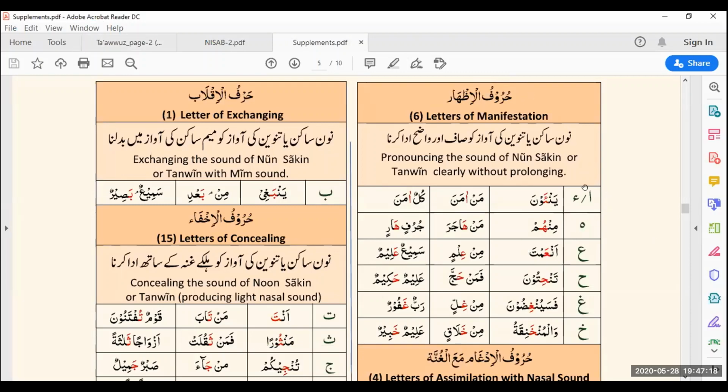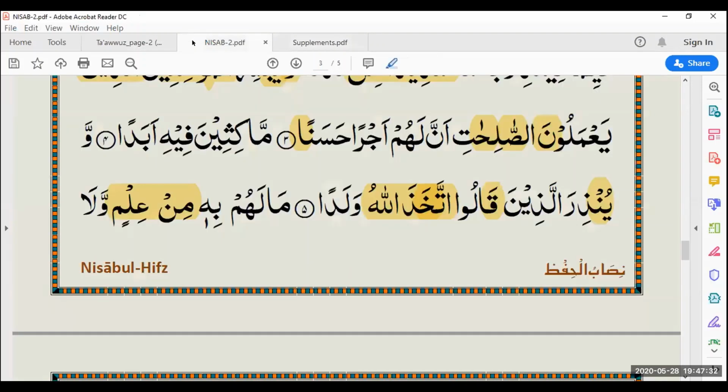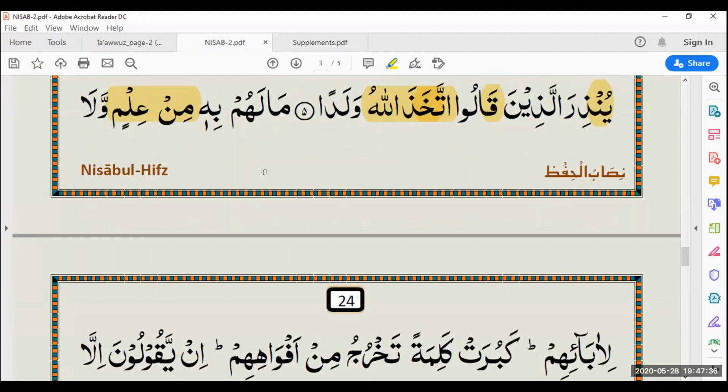If you just know this, you can figure out what the letters of ikhfa are. If you only know one of them, you can memorize huruful izhar, and you'll be fine with the rule of huruful ikhfa. Yes, I know these letters. Well done. Let's see something else.